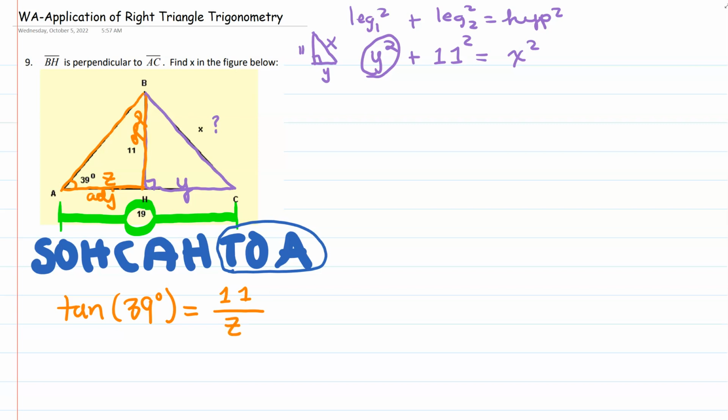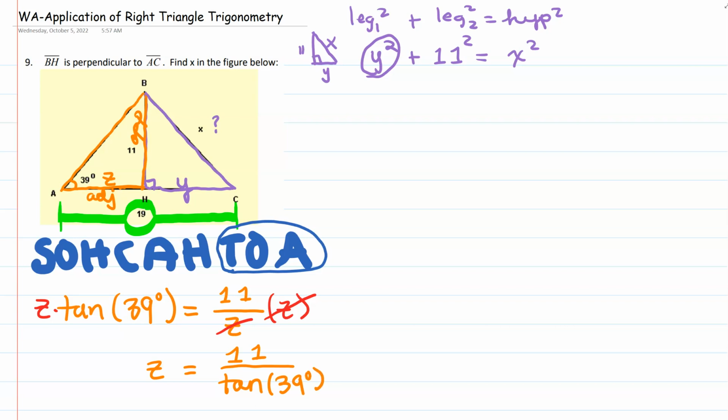In order to solve for Z, I would have to undo Z in the denominator by multiplying by Z on both sides. So I will have Z times tangent of 39 equals 11. And in order to solve for Z, I would divide by tangent of 39. So Z is equal to 11 divided by tangent of 39 degrees.